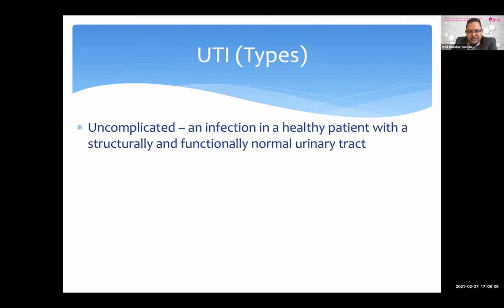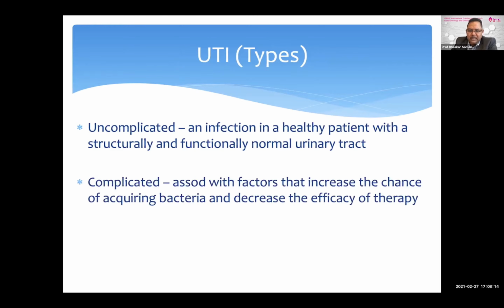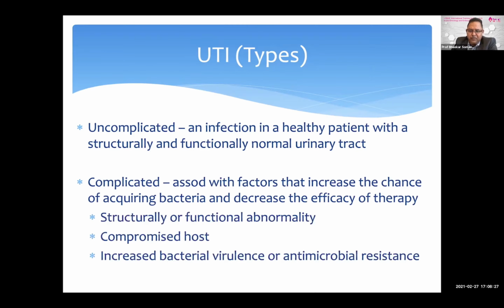What are the different types of UTI? You have an uncomplicated UTI, where an infection in a healthy patient happens in a structurally and functionally normal urinary tract. And then you have a complicated UTI, which is associated with factors that increase the risk of acquiring bacteria and decrease the efficacy of therapy. Some broad examples would be structural or functional abnormality, a compromised host, or quite high bacterial virulence, or high antimicrobial resistance.